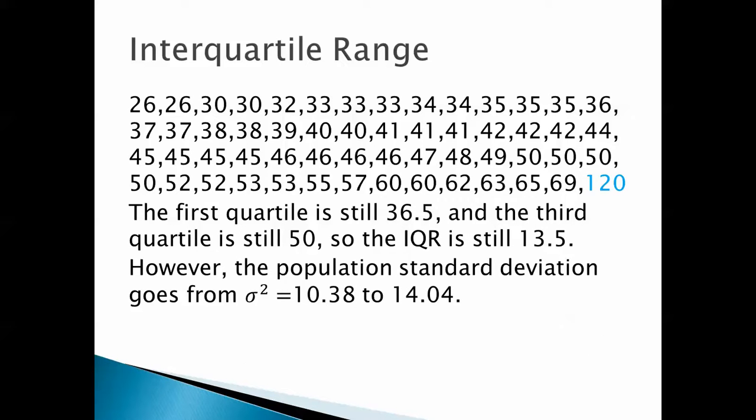The first quartile is still 36.5. No matter how big this is, the first quartile is still 36.5. The third quartile is still 50, so the IQR is still 13.5. However, the population standard deviation goes from 10.38 to 14.04. Again, having an extreme value like this causes the population standard deviation to balloon.